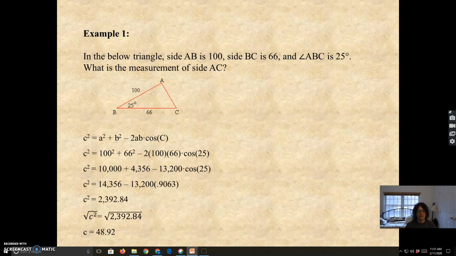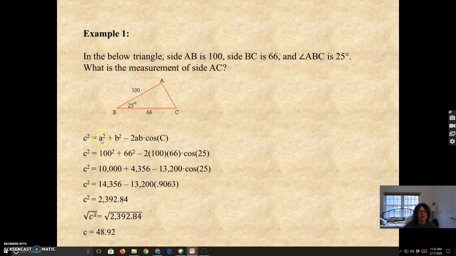Example 1 for the law of cosines. Now in the below triangle, side AB is 100. Side BC is going to be 66. And angle ABC is 25 degrees. What is the measurement of side AC? Well, we use our law of cosines. c squared, which is going to be the side, because it's lowercase, is equal to a squared plus b squared minus 2ab cosine of capital C.